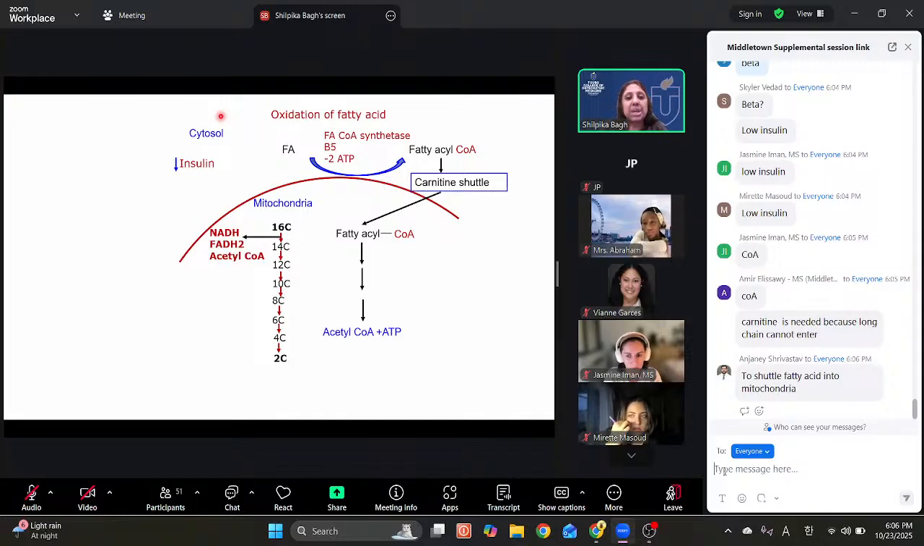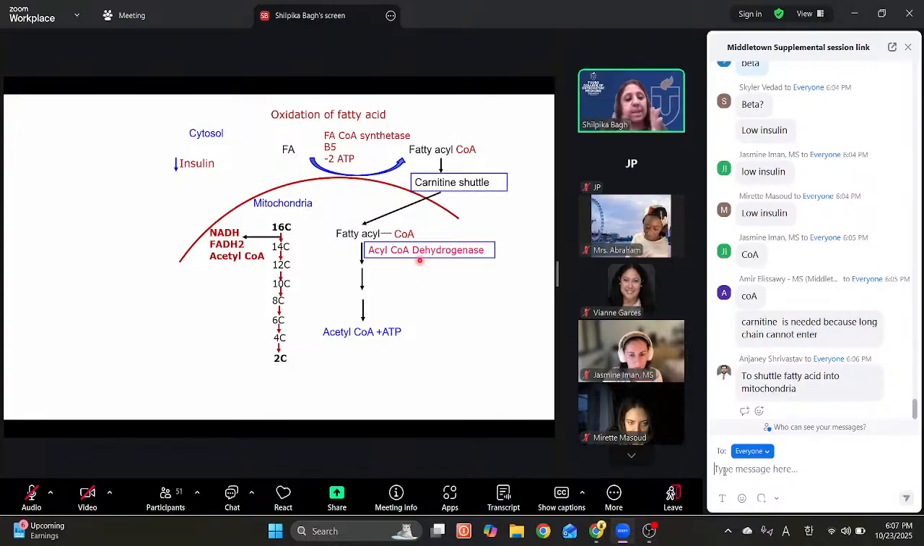Dehydrogenase. So which dehydrogenase works here? Fatty acyl-CoA dehydrogenase. Now this is different for different fatty acids. There's a long chain fatty acyl-CoA dehydrogenase, there's a short, there's a medium. And have you done MCAD deficiency? Is it in your CV? Medium chain acyl-CoA dehydrogenase deficiency, that is in your CV. So there are different acyl-CoA dehydrogenases.